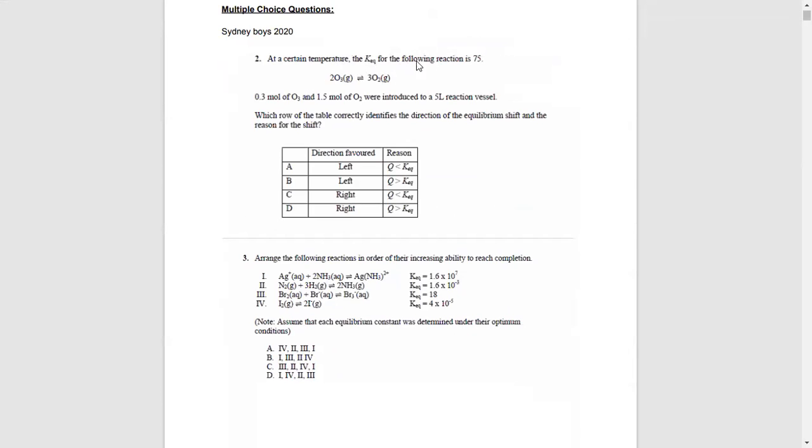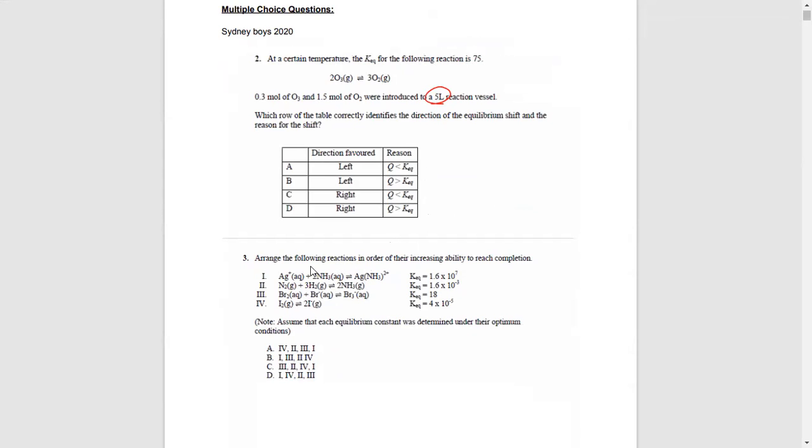Got a certain temperature, Kc is 75. 0.3 moles and 1.5 moles were introduced to a 5-liter vessel. I mean, we've done similar questions to this, so I won't do it, but just pay attention to the 5 liters there.